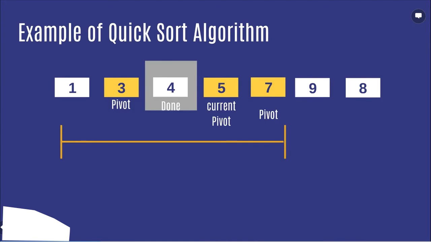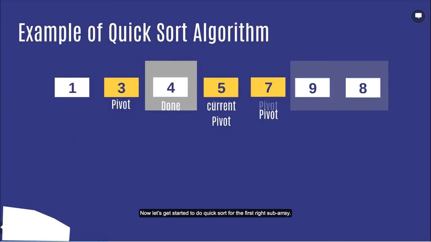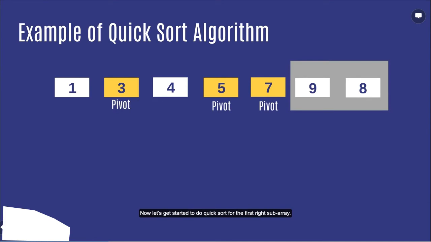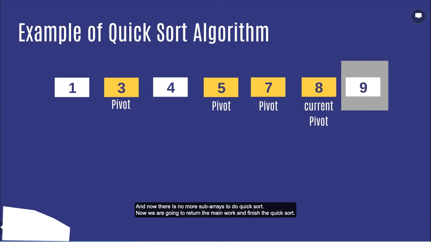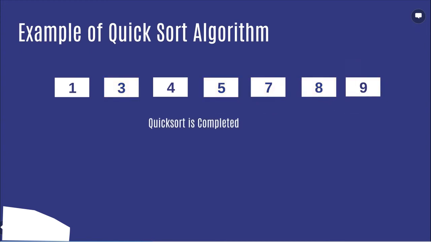And then we are going to return to the first right subarray that has the values 9 and 8. Now let's get started with quicksort for the first right subarray. The pivot is 8. There is just one element, 9, other than the pivot. Thus the partition makes just one right subarray like that. And now there are no more subarrays to quicksort. Now we are going to return to the main work and finish the quicksort.